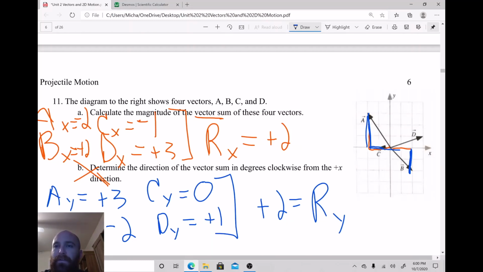So let's fit all this together here. Let's see if we can figure out what this is actually going to look like. So our resultant, what do we know about it? We know it has an X component, or it's going to go across with a value of +2, and we know it's going to go upwards with a value of +2.